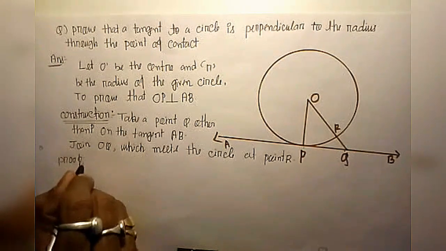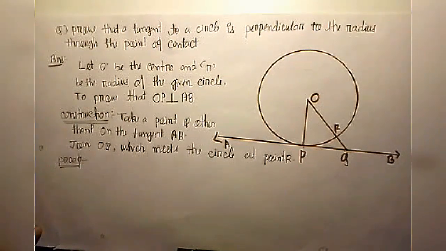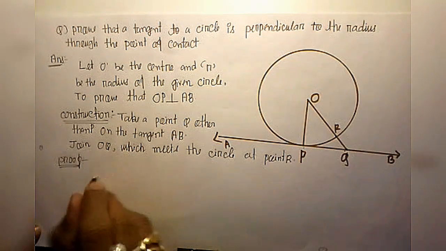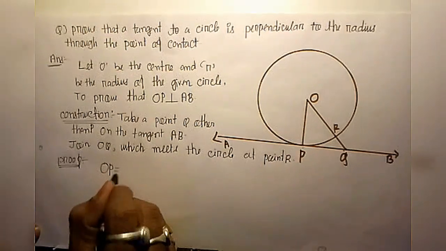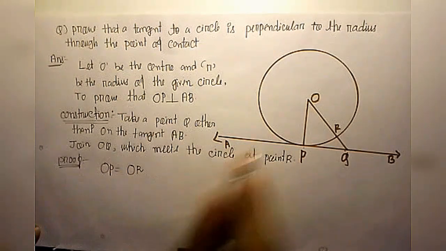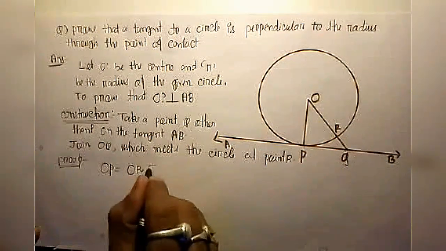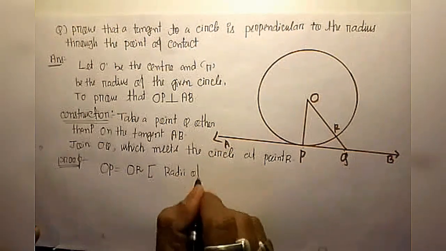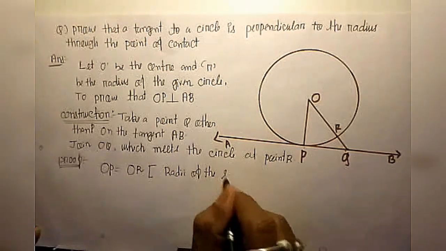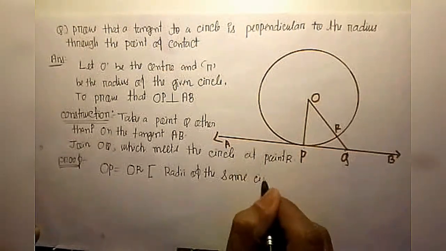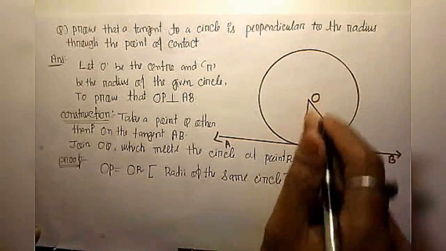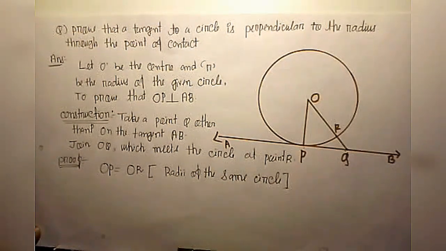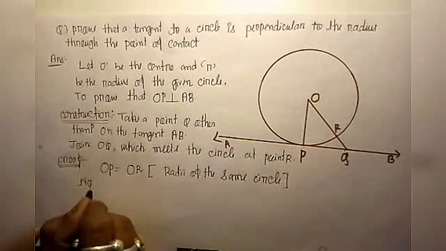So, proof. OP and OR are the radii of the same circle. Radii of the same circle means what? They should be of the same length. So OP equals OR, radii of the same circle.